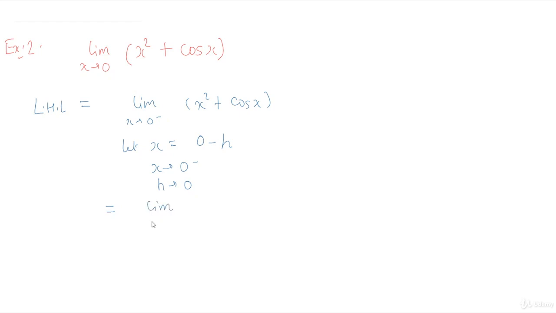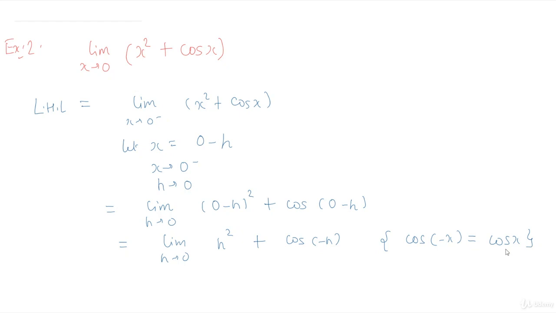Let's do that. So it will be limit h approaches to 0 of (0 minus h) whole squared plus cosine of (0 minus h), right? So this will be nothing but limit h approaches to 0 of h square plus cosine of minus h. And this cosine of minus h, you might be knowing that cosine of minus x is equal to cosine x itself. So we can evaluate this as limit h approaches to 0 of h square plus cosine h.